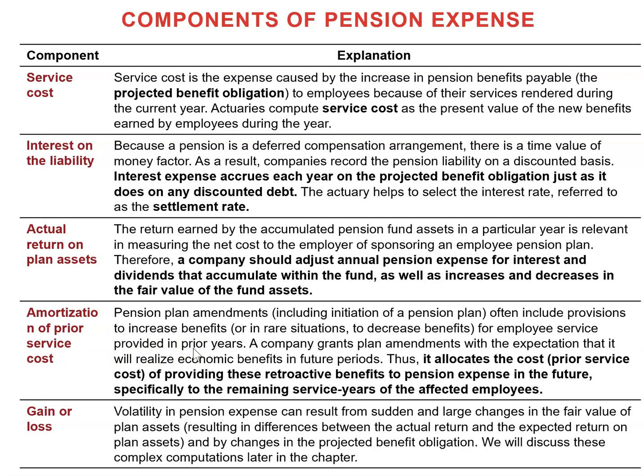Sometimes there might be some amendments, or there might be a new initiation of a pension plan, and then the employer needs to give benefits based on the employee's prior year service. So those prior year service costs will be amortized over the future years of service. That will also be a part of pension expense. And you will see there might be some other factors that can result in unexpected gains or losses in the plan assets or pension projected benefit obligations, and that will also impact your pension expense.